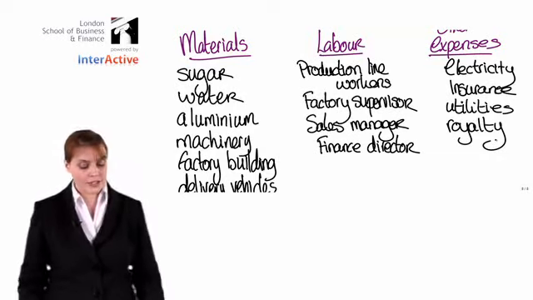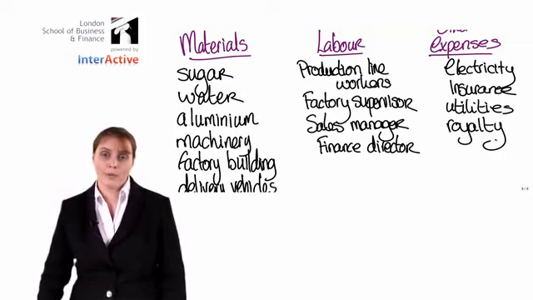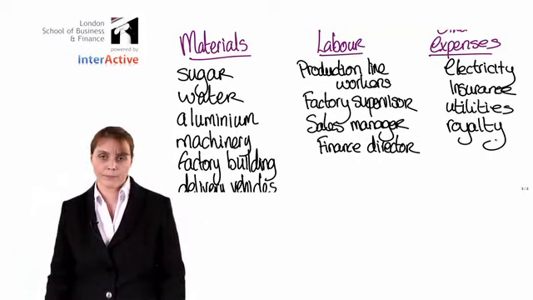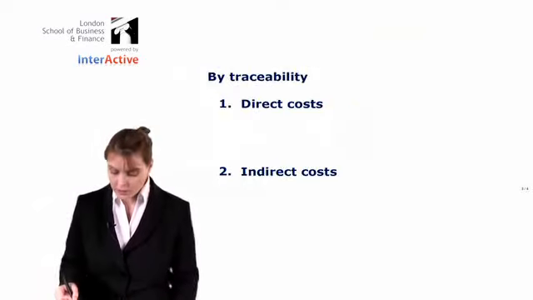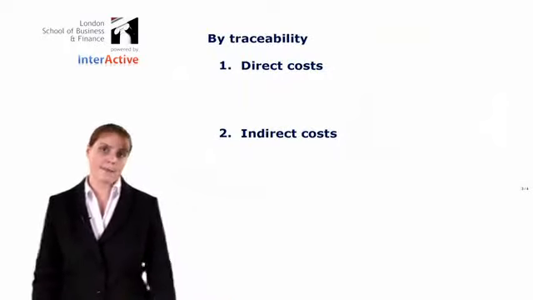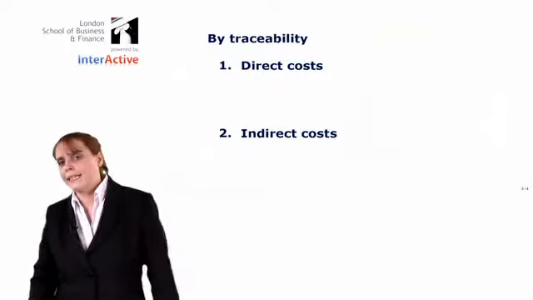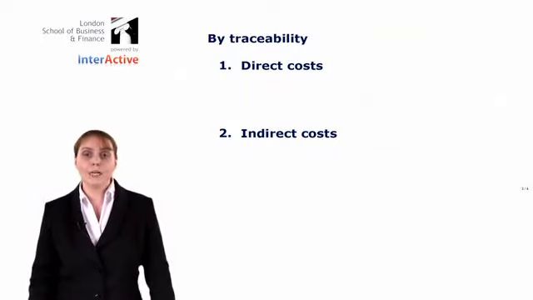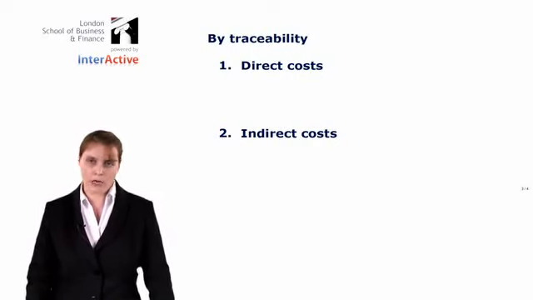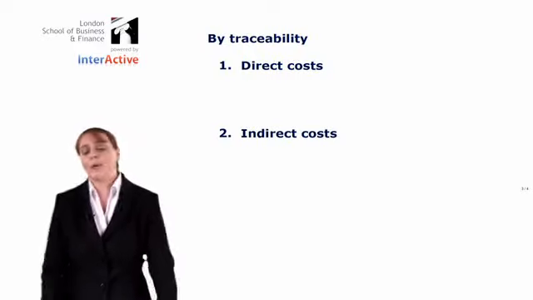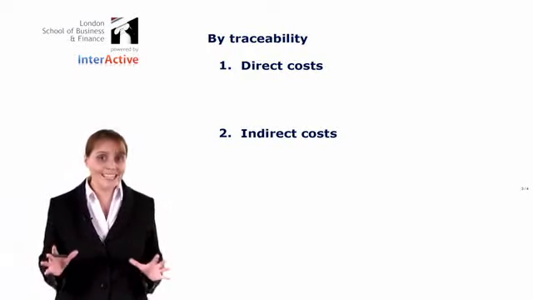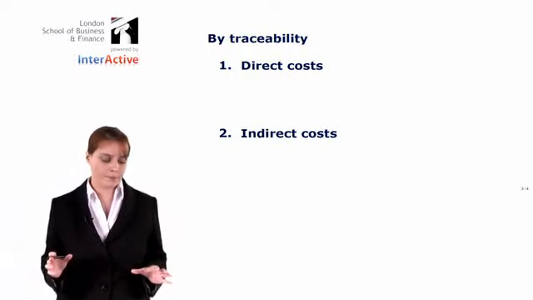Okay, so that's our first classification, cost by nature. We can allocate all costs into one of these 3 categories. Moving on then, our second classification was by traceability. All we are looking at here is how easily can we link each cost to the production of 1 unit of our product. So do we know exactly how much we spend on that item in order to produce a single unit of our product?